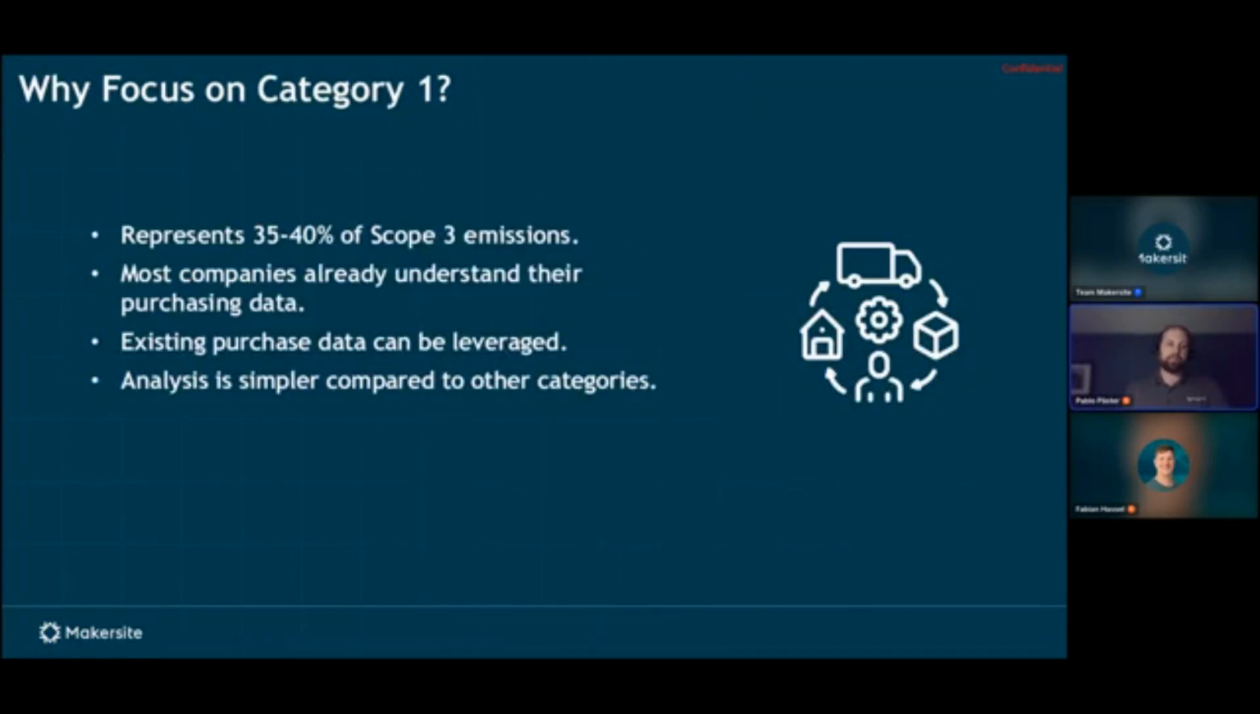In addition to it representing such a large portion of our scope 3 emissions, most companies already understand their purchasing data. This lives in your ERP system. It lives in your PLM system. The data is generally available. So existing purchase data can be leveraged. And the analysis is simpler than it is in some of the other categories that can be quite complex.